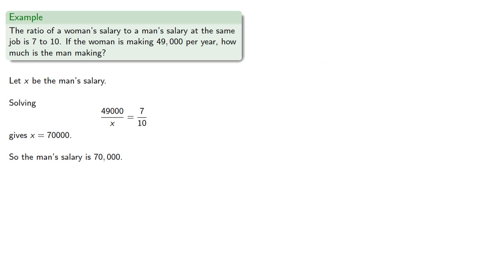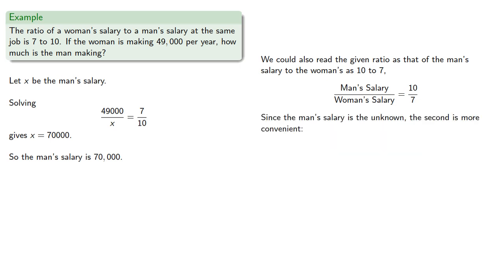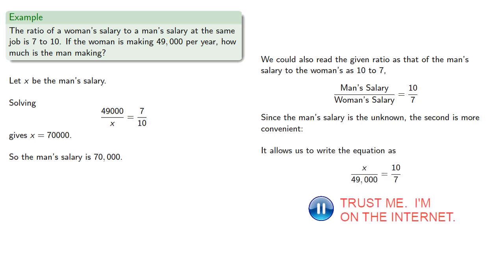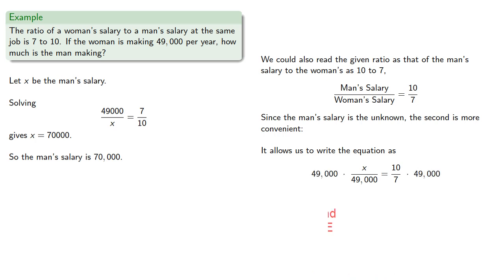But that's a lot of work, so we could also read the given ratio as that of the man's salary to the woman's as, flip it, 10 to 7. Since the man's salary is the unknown, this second form is actually more convenient because it allows us to rewrite our equation as, and now we can just multiply by 49,000 to get our answer.